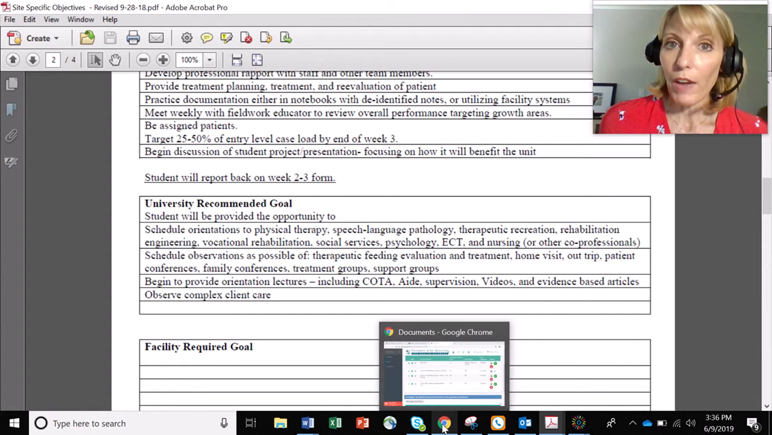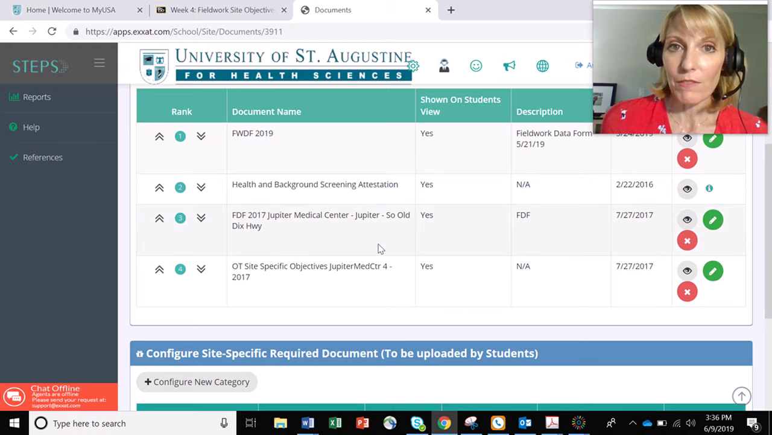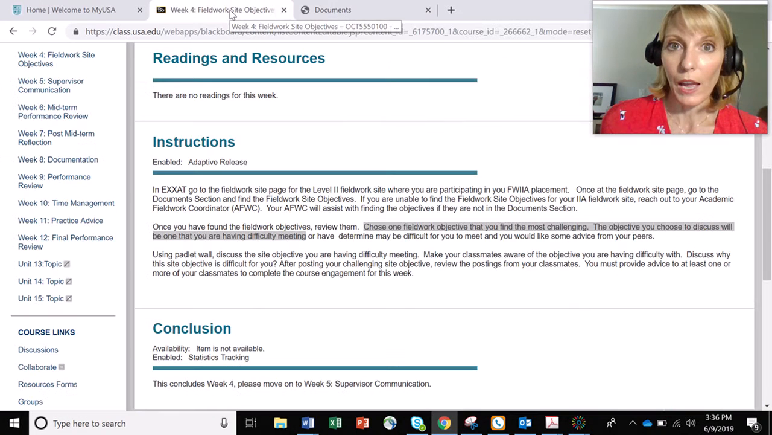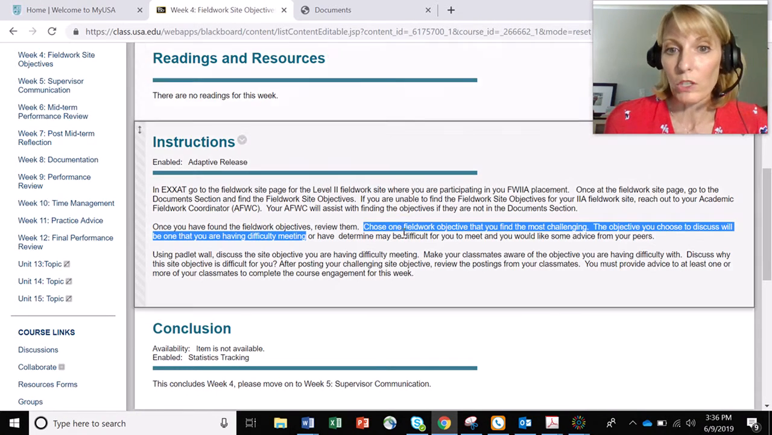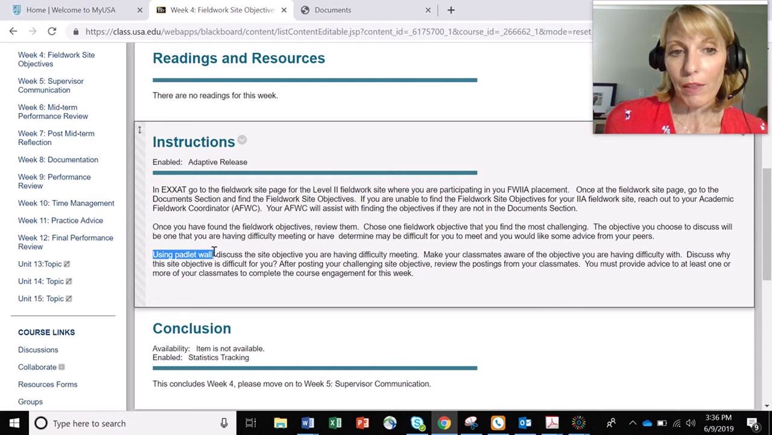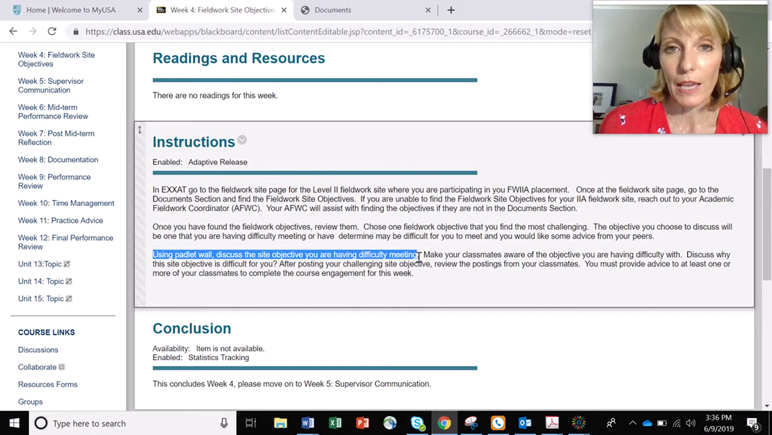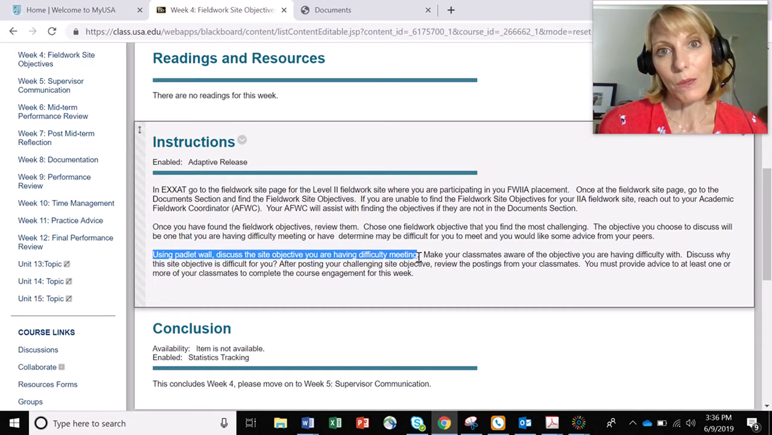So once you find your site-specific objectives and you're able to outline which one you're having difficulty meeting or which one is the most challenging, you're going to complete a Padlet wall and just discuss that so your peers can respond to it. Again, that Padlet wall's due on Wednesday by 11:59, so your peers can respond to you by Sunday. And I hope you will really take the time to outline why you're having trouble meeting this.